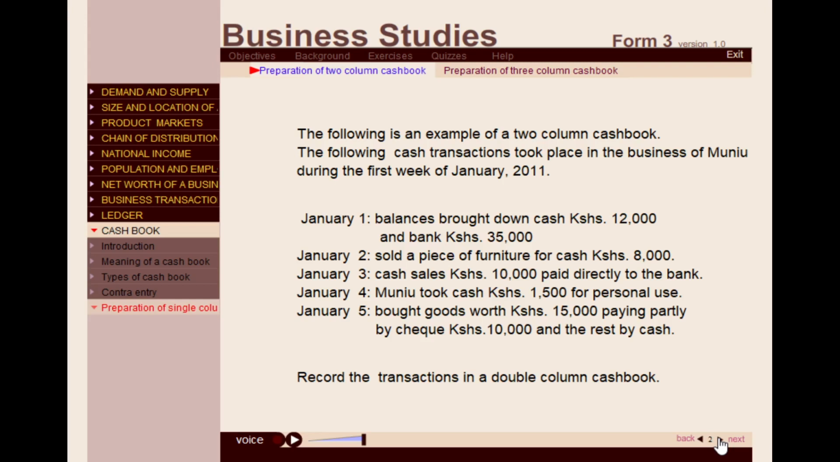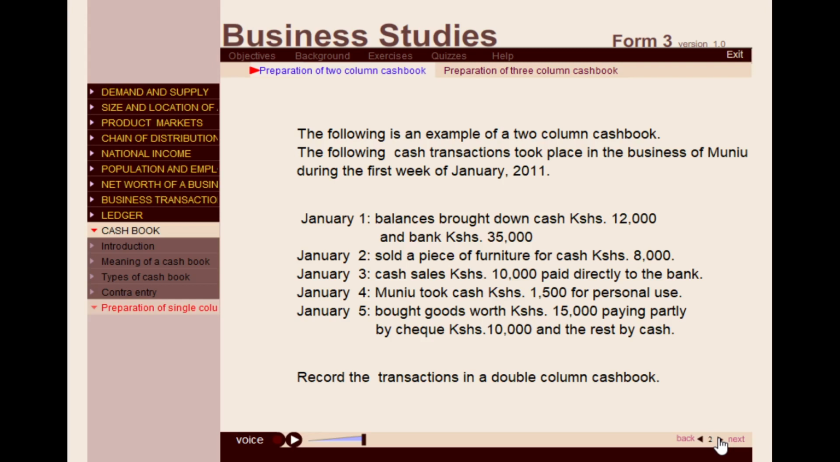January 1st, balances brought down: cash 12,000 Kenya shillings and bank 35,000 Kenya shillings. January 2nd, sold a piece of furniture for cash 8,000 Kenya shillings. January 3rd, cash sales 10,000 Kenya shillings paid directly to the bank. January 4th, Muniu took cash 1,500 Kenya shillings for personal use.